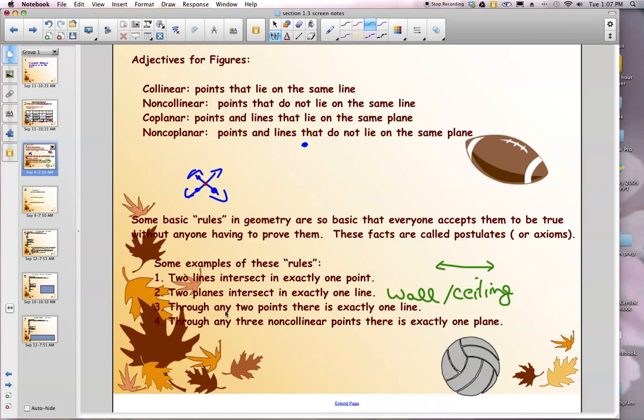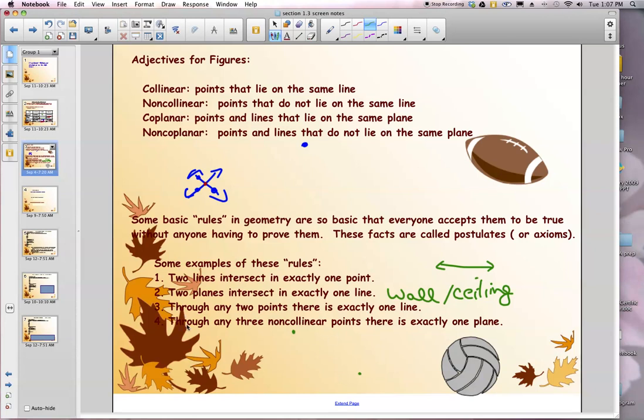Another basic rule that we're going to use throughout the year is, if you take any 2 points anywhere in the world, you could take 1 point at the very top of the Statue of Liberty and then another point at the top of the Bobber Water Tower, you could make only 1 line that would exactly connect those 2 points. So any 2 points in the whole wide world, there's exactly one line that would connect those 2 points.